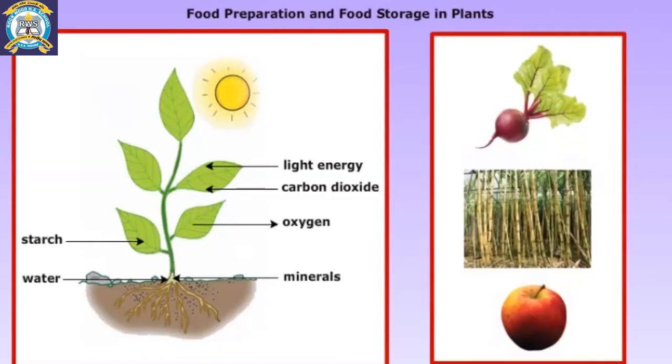Some plants such as carrot and beetroot store extra food in the roots, and some plants such as sugarcane, potato, and ginger store extra food in the stem. Grapes and apples store extra food in the fruits.